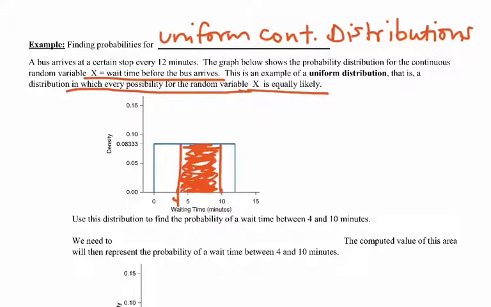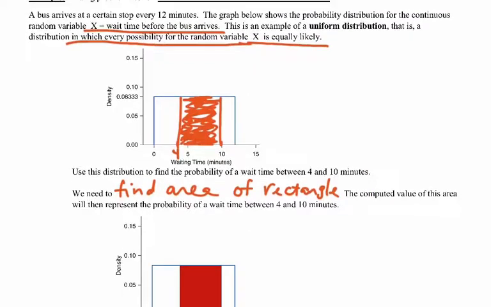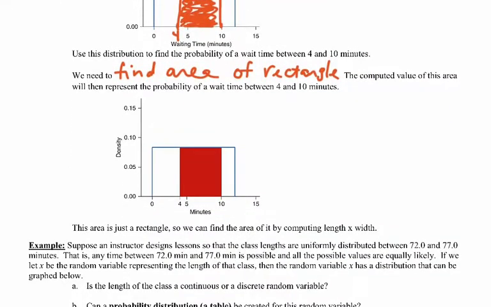Below that, the blank says we need to find the area of the rectangle. And that's how you're going to handle it if you have a continuous distribution like this. You're looking for the area from point A to point B, whatever they ask. The computed value of this area will represent the probability of a wait time between 4 and 10 minutes. The picture below this has this information already in it. It's the same thing, but they've gone ahead and shown you the rectangle in red.